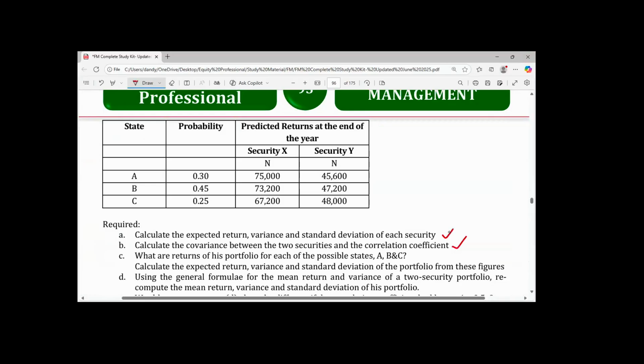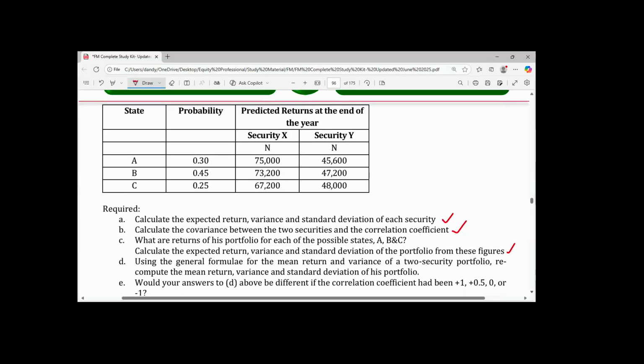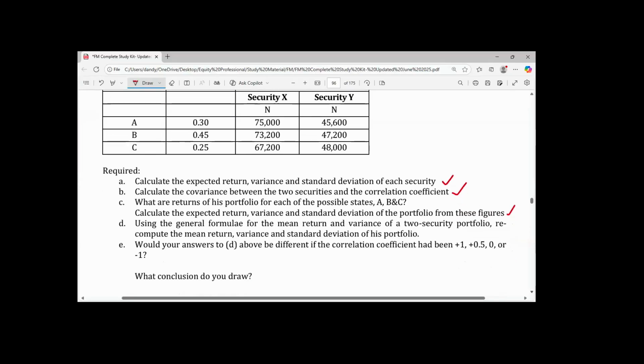C, what are the returns of his portfolio for each of the possible states A, B, and C. Calculate the expected return, variance, and standard deviation of the portfolio from these figures. D, using the general formulae for the mean return and variance of a 2 security portfolio, recompute the mean return, variance, and standard deviation of his portfolio.